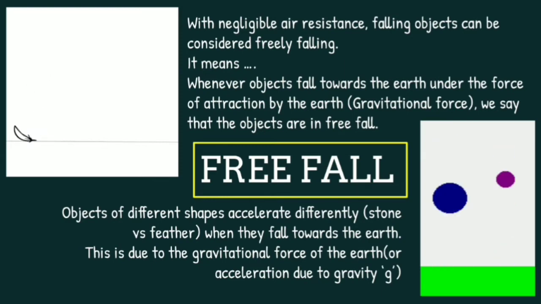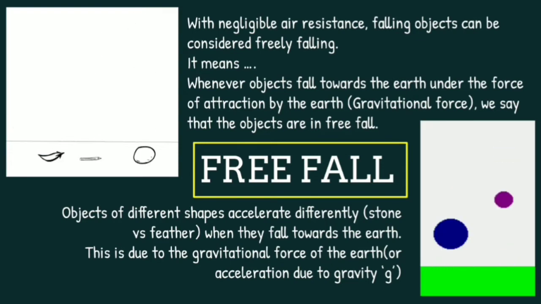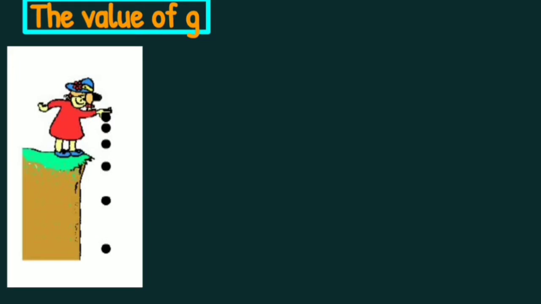Newton noticed all this and said that whenever objects fall towards the earth under the force of attraction by the earth, we say that the object is in free fall, and it is because of the gravitational force of the earth. Objects of different shapes accelerate differently when they fall towards the earth. That is the gravitational force, and the acceleration due to this gravity is said to be the gravity g.